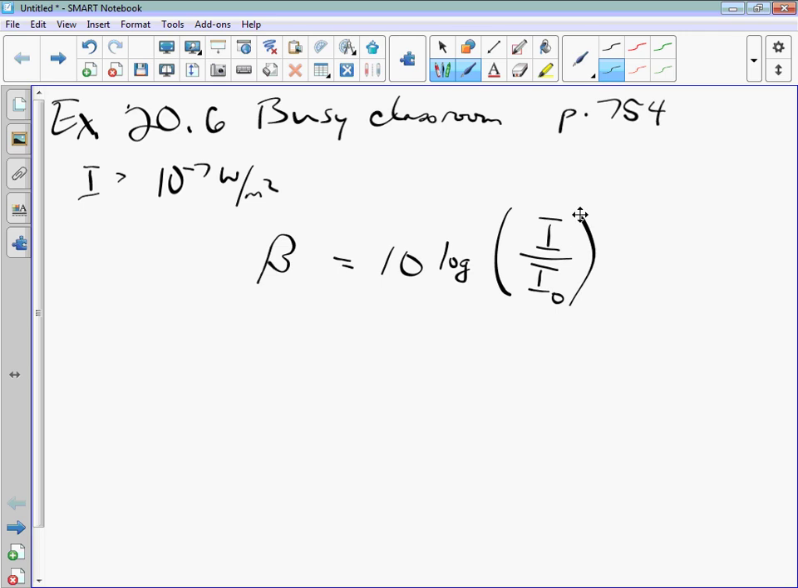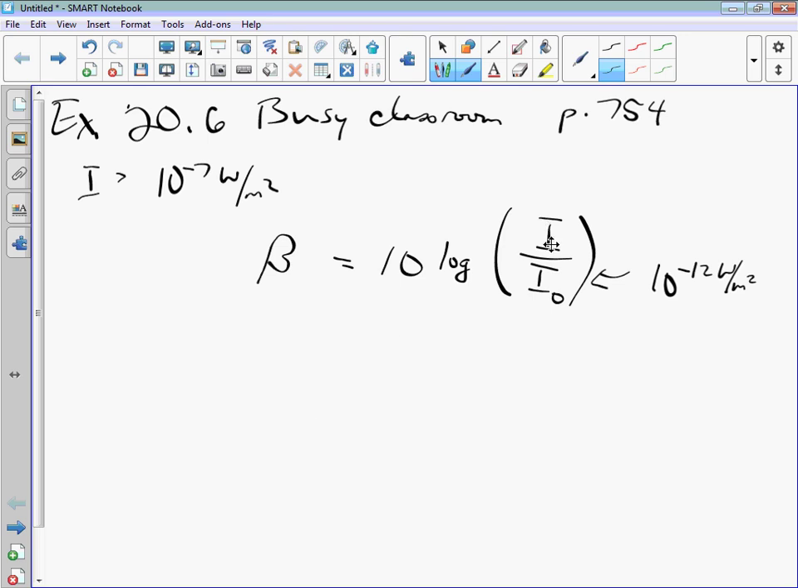It's basically the least intense sound that you can hear, the lightest sound you can hear. The intensity threshold for humans is 10 to the negative 12th watts per meter squared. That's the softest sound that a human could hear. So we just have to plug in these, remember how to deal with logarithms, and go from there.